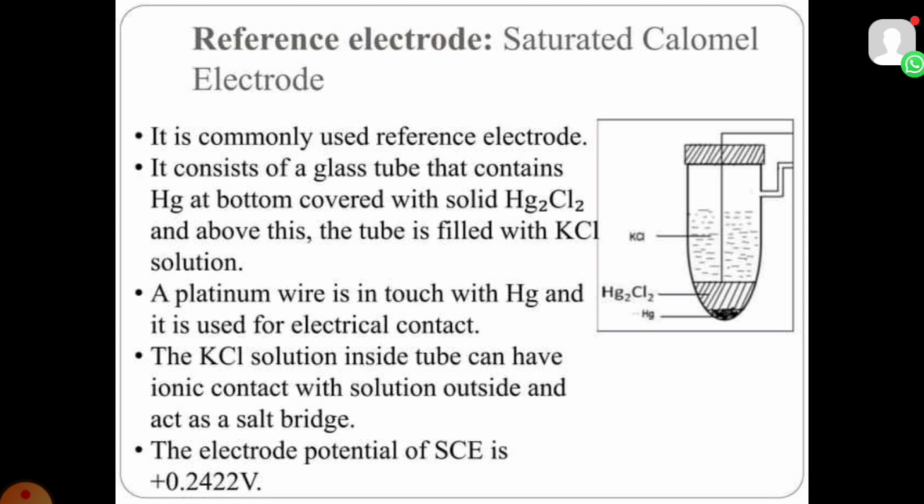It is also known as a secondary standard electrode and it contains two glass tubes. There is a platinum wire immersed in mercury and covered with calomel, that is Hg2Cl2, mercurous chloride. The tube is filled with KCl solution and there is a salt bridge that connects the calomel electrode and the other electrode.